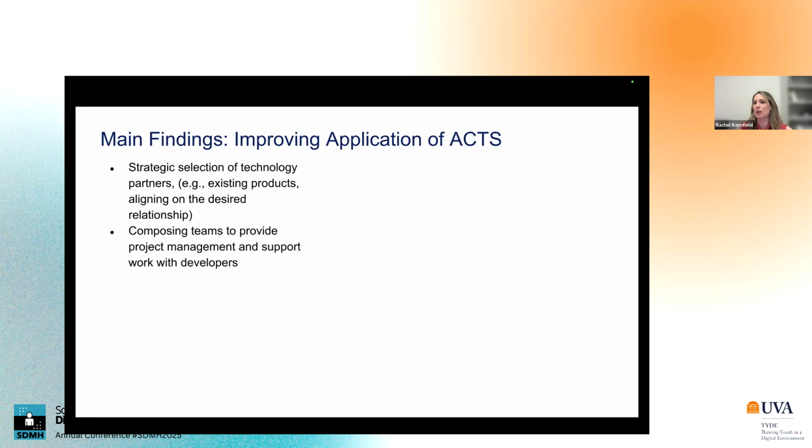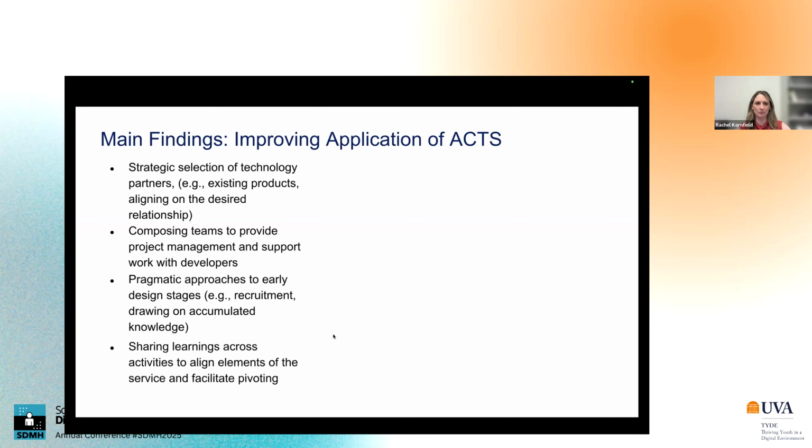So project management was a huge piece of the success of these projects. And then also having team members who could serve as liaisons or really support the work with the developers. And then to avoid this squeeze on the usability testing in the later stages of design, is there a way to be really pragmatic in how we are starting the process so we don't get bogged down? So that could be relaxing recruitment criteria early on, drawing on accumulated knowledge if that's appropriate. So there's various ways we can think about that.